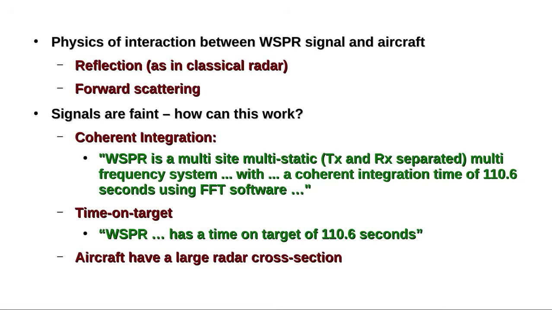The physics of the interaction between whisper signals and an aircraft has been described only qualitatively and not always consistently over time. However, the processes are, as best as I understand them, more or less as follows. First, reflection, presumably appropriate for bistatic geometry links. Second, forward scattering, presumably appropriate for tripwire geometry links. The signals are faint. How can this work?